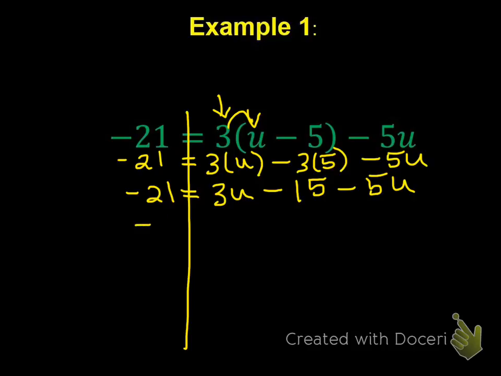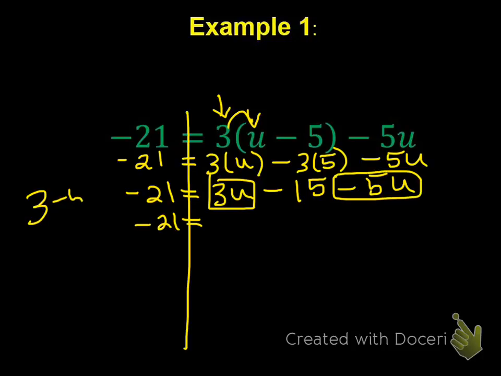Again, I'll rewrite minus 21 equals, now I have to combine like terms on the right side. I have a positive 3u minus 5u, so really I'm thinking about 3 minus 5, which is negative 2u minus 15. Subtracting 15 on this side, in order to get rid of that, I have to do the inverse, which is add. So I'm going to add 15 to both sides.